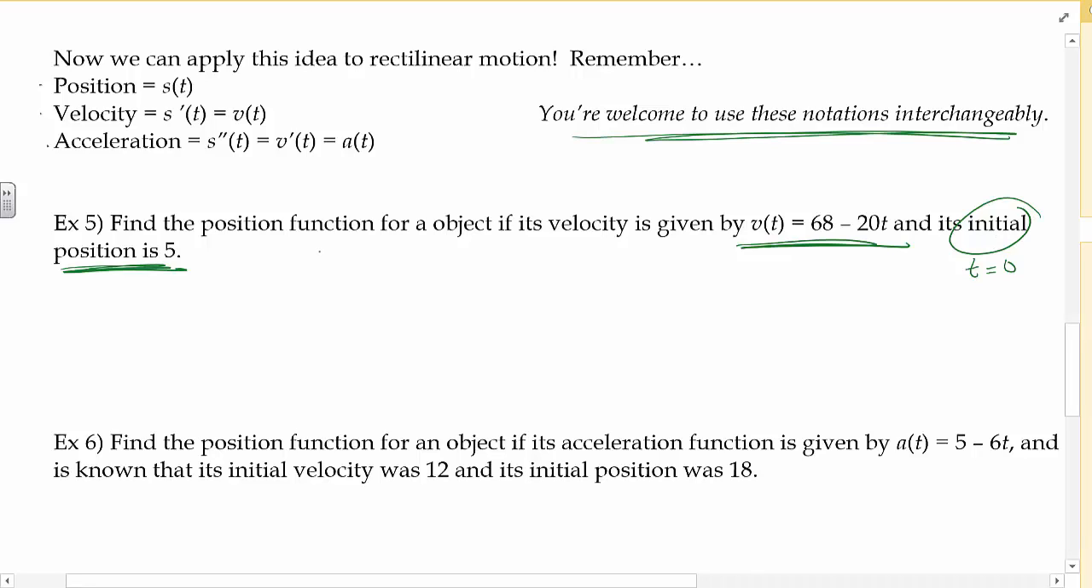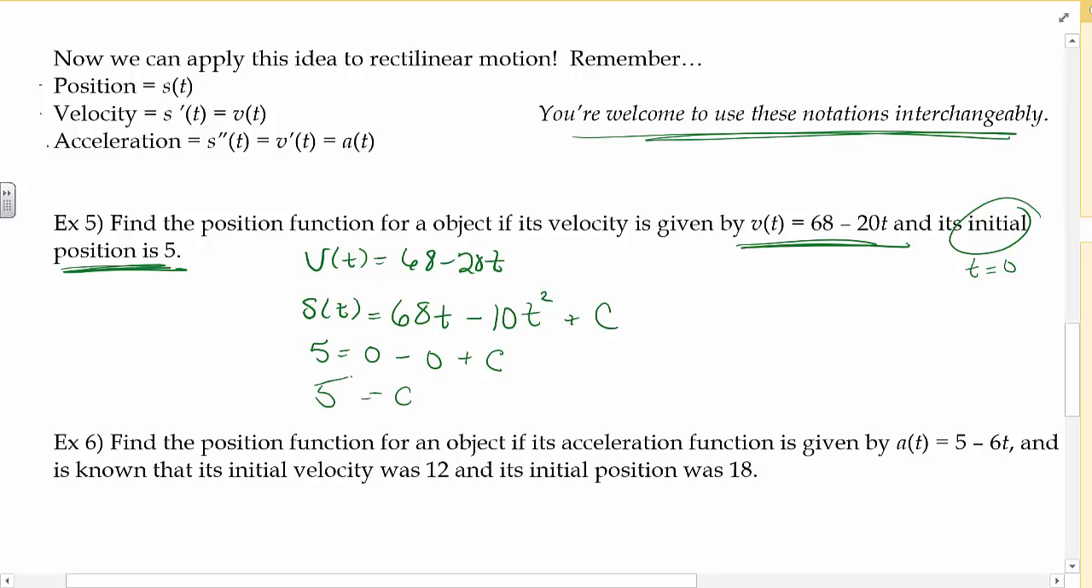Initial position is 5, so if my velocity, v of t, is 68 minus 20t, and I want my position, I'm going to take the antiderivative of this. So the antiderivative of 68 is 68t. The antiderivative of 20t is add 1 to the power, divide by the new power, plus c. Now, s of 0 is supposed to be 5. So 5 equals 0 minus 0 plus c. C equals 5. So the position function, s of t, is 68t minus 10t squared plus 5.